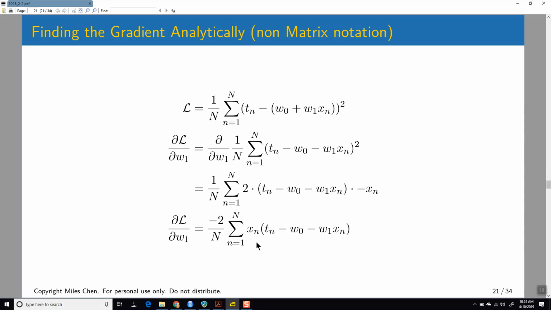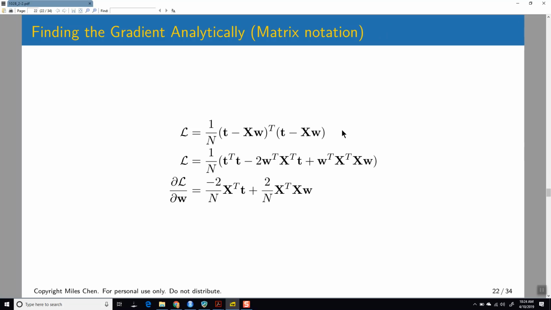Personally, I think using matrix notation just makes our lives easier, and so with finding the gradient with matrix notation, we've actually done this already in an older slide. This is our loss function, t minus xw transpose times t minus xw, okay? And then when you expand this out, you get t transpose t minus 2w transpose x transpose t plus w transpose x transpose xw. And then you take the gradient with respect to w, okay?